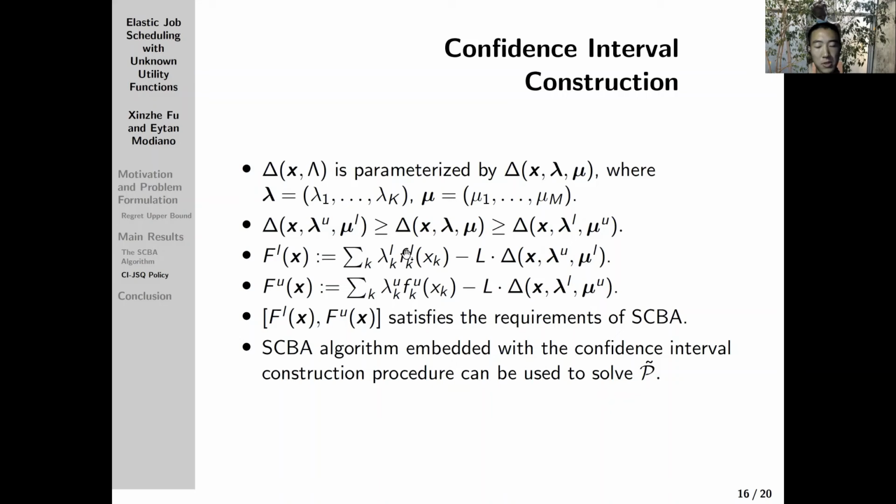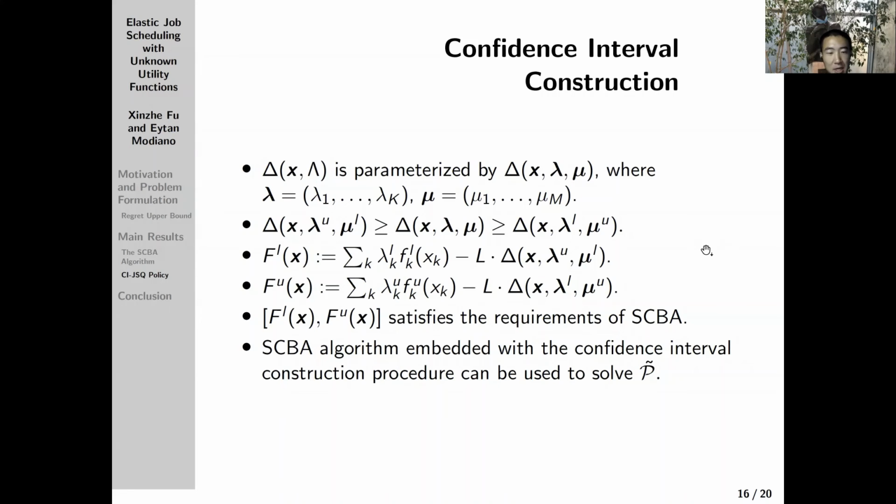So accordingly, we can use this confidence interval of delta together with the confidence interval of utility functions to form the confidence interval of capital F. And we can actually further show that such confidence intervals satisfy the requirement of SCPA. And thus, SCPA embedded with such confidence interval construction procedure can be used to solve P tilde.